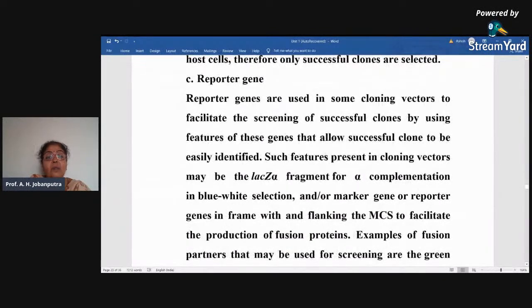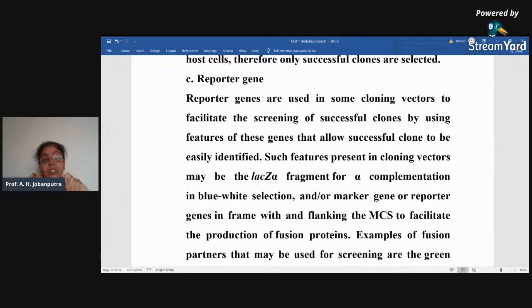Then the third thing is reporter genes are used in some cloning vectors. From the name reporter genes itself you will understand what work they do. They will be useful for screening somewhere. So these reporter genes are used in cloning vectors to facilitate the screening of successful clones, those which are transformed or which contain the rDNA molecule.